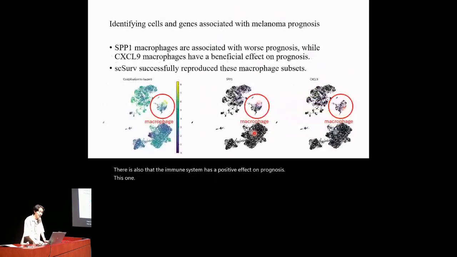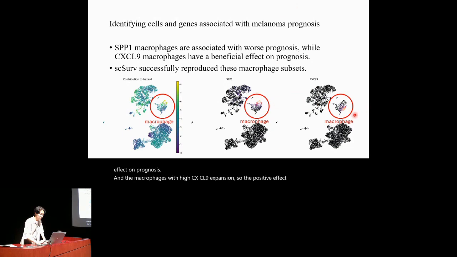Consistent with previous studies, macrophages with high SPP1 expression showed a negative effect on prognosis. And macrophages with high CXCL9 expression showed a positive effect on prognosis.